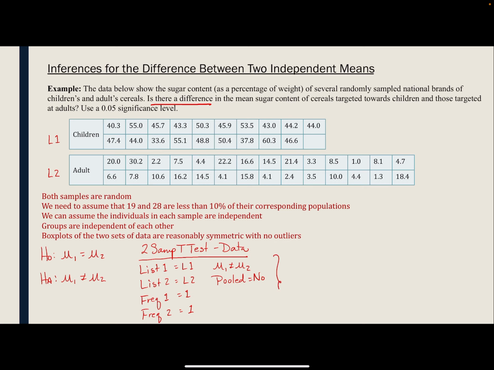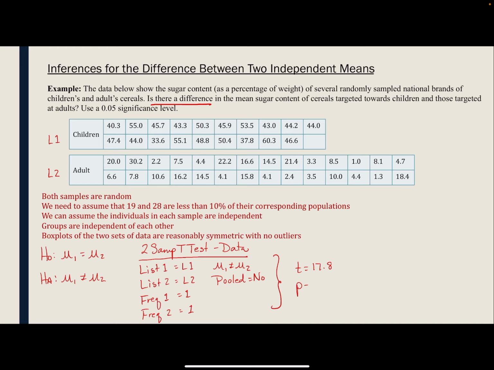And when we run this, we will get a test statistic of 17.8. And that is crazy, right? That's 17 standard deviations above the mean. That's really, really high, which means that we're going to have an extremely low p-value.